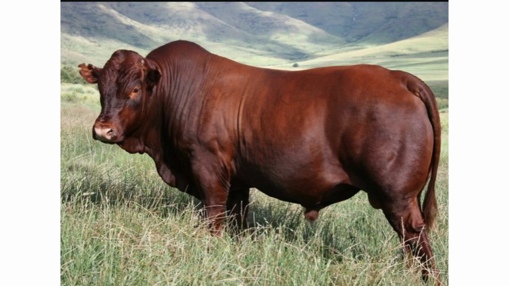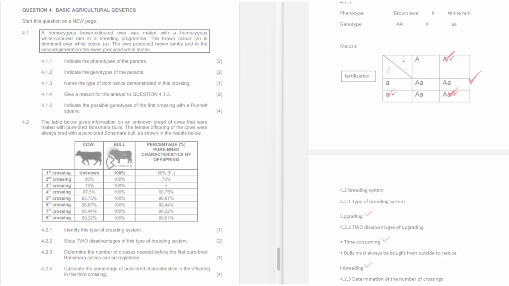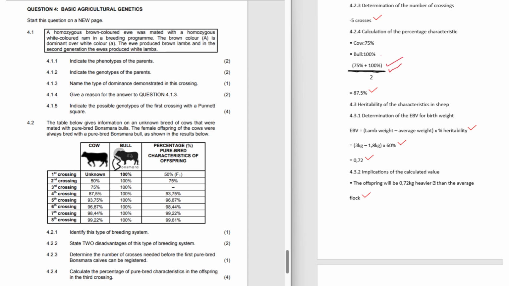This is Bonsmara. 4.2.3 determine the number of crosses needed before the first purebred Bonsmara cows can be registered. We will have to have 5 crosses. Here at 96.87%, yes, 5 crosses.